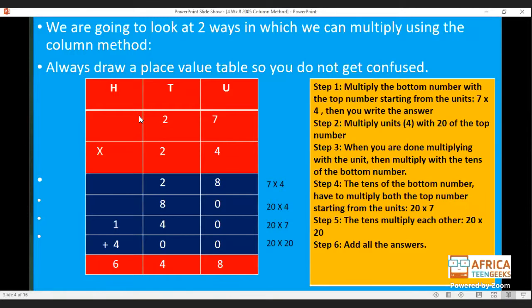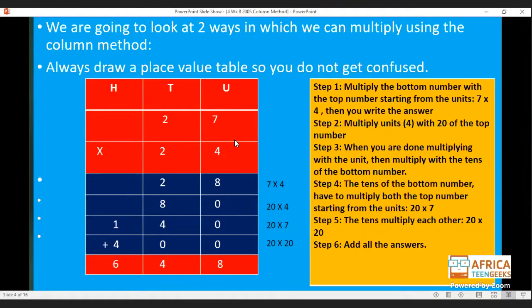So now, because I told you yesterday that we are multiplying 2 by 2-digit numbers, we are not using the hundreds when we put our numbers, but we are going to use the hundreds when we multiply, right? So with this first method, this is what you're going to do. So what is in red is what we are multiplying. And then the answers, I wrote them in blue so that you do not get confused.